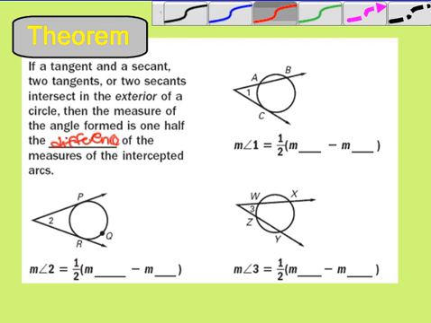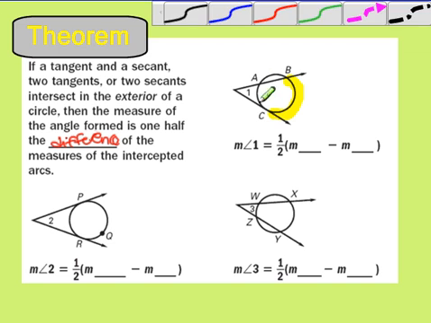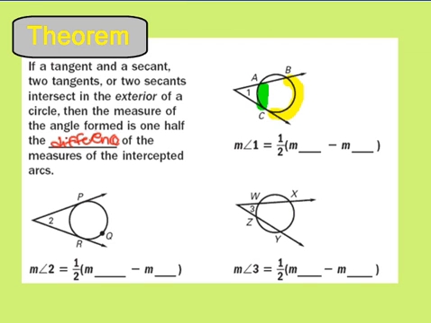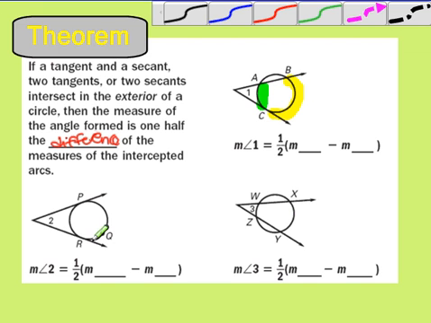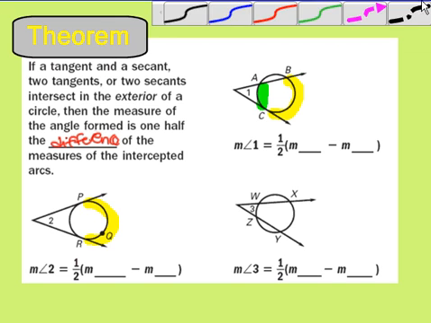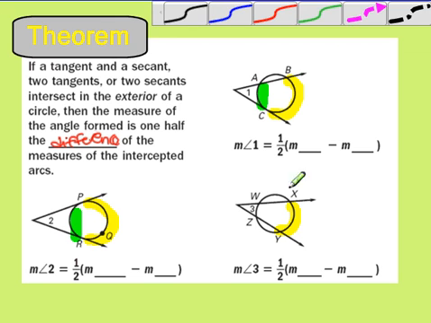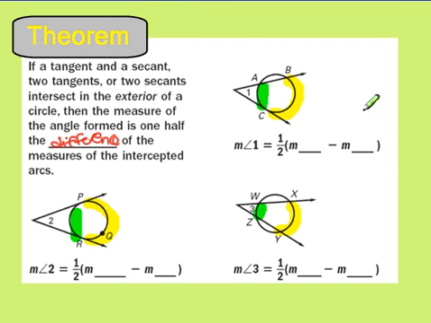So the intercepted arcs that we have for this situation, we have this as one of the intercepted arcs, and this one is one of the intercepted arcs. For angle 2, PQR is our larger intercepted arc, and our smaller intercepted arc will be arc PR. And then arc XY is an intercepted arc for angle 3, as well as WZ.